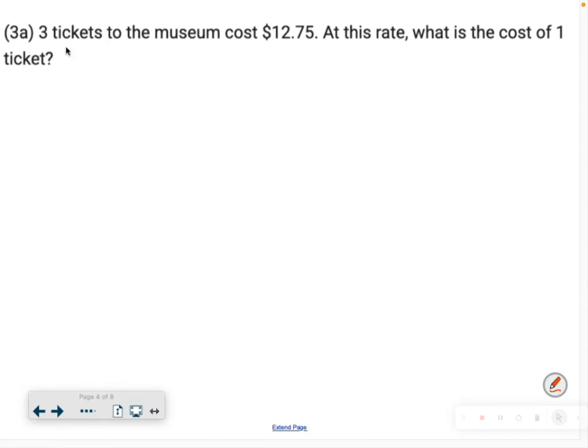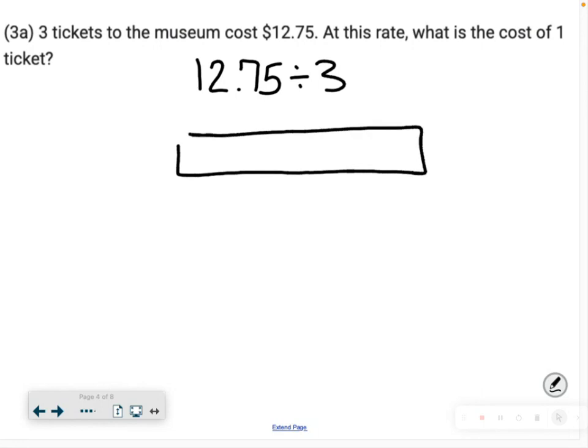Three tickets to a museum cost $12.75. At this rate, what is the cost of one ticket? So if I think of what a division equation would be, $12.75 divided by 3. That's going to represent my total right there, my $12.75, and I'm splitting it up into 3 parts so I can divide that $12.75 3 ways.